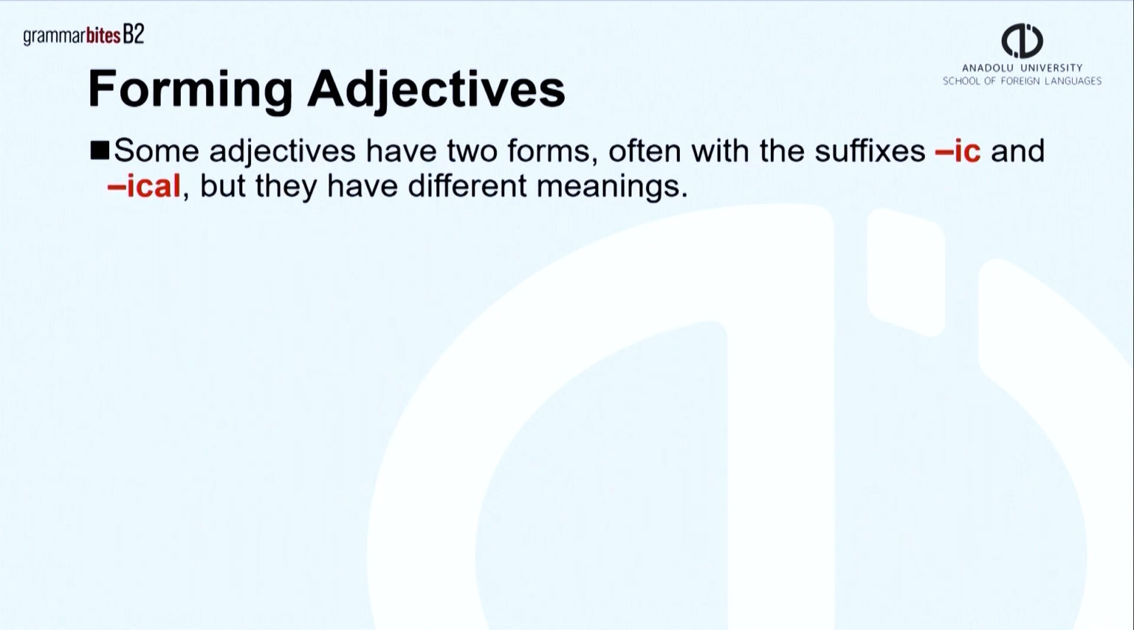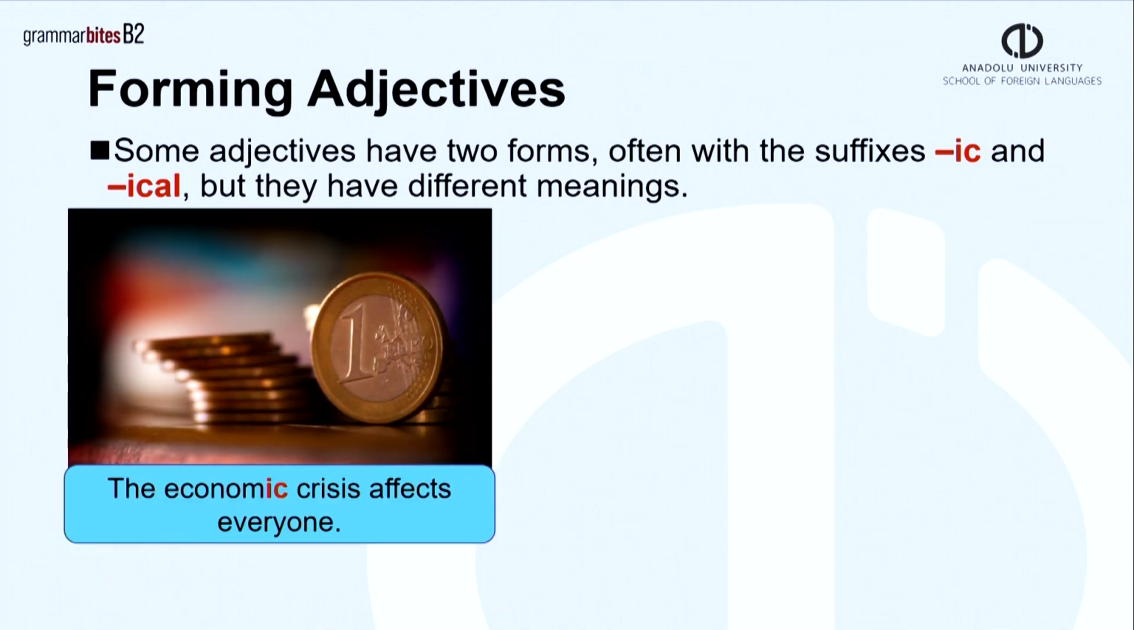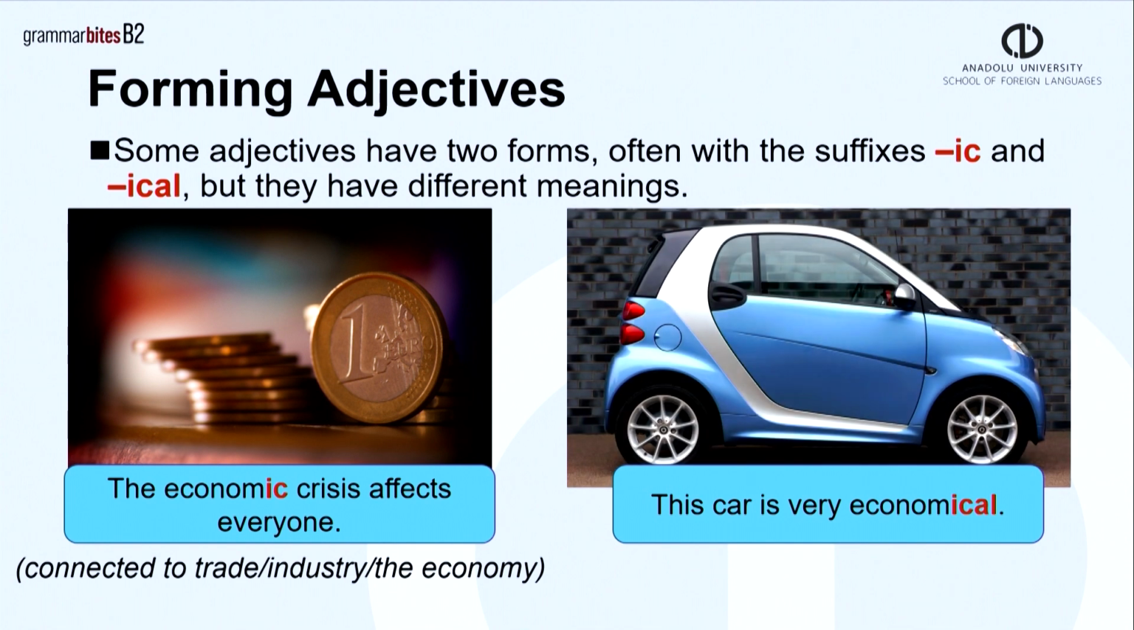Some adjectives have more than one form, and these forms are used differently or have different meanings. Often these use the -ic or the -ical suffixes. The economic crisis affects everyone. Economic: connected to trade, industry and the economy. This car is very economical, which means efficient about fuel, money or time.